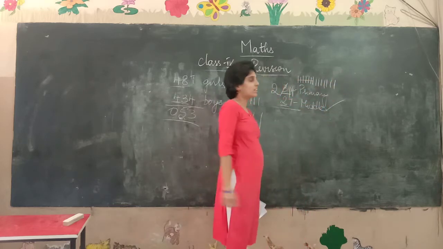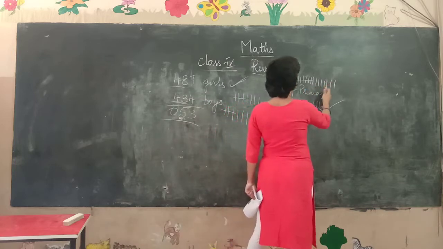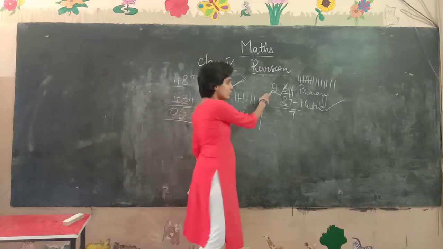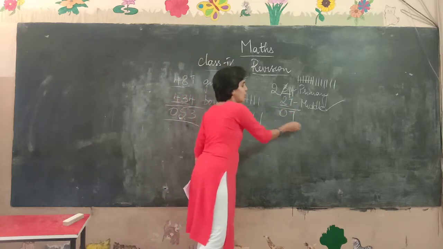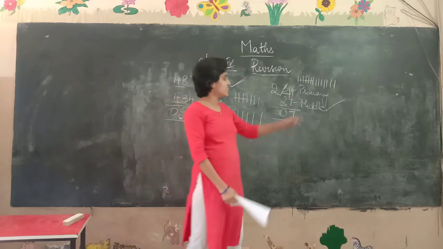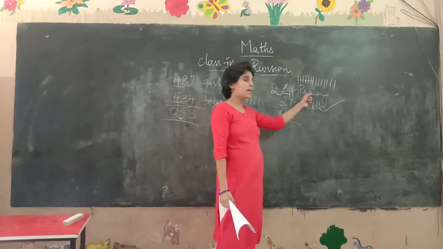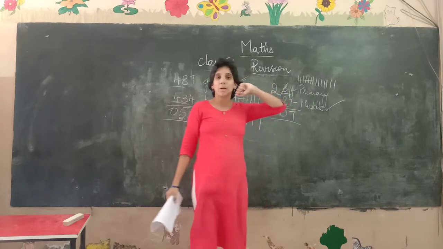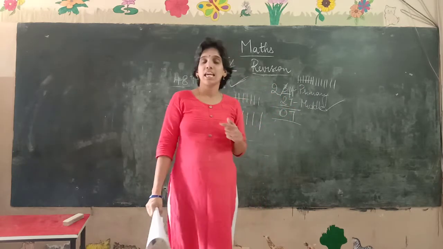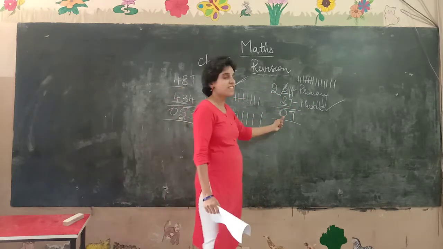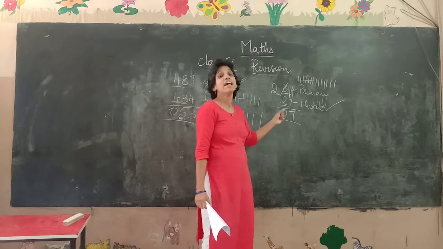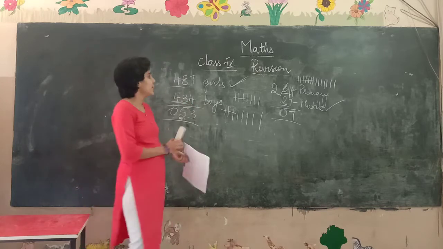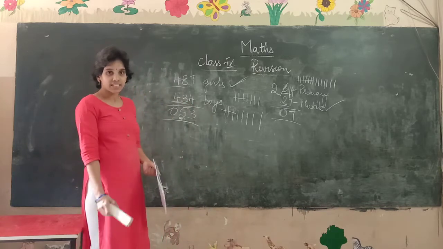Count the remaining lines: 1, 2, 3, 4, 5, 6, 7. So the answer is 7. And 2 minus 2 is 0. So middle school teachers are less in number when compared to the primary teachers. And they are less by how many? 7. They are less by 7. Is it clear, children? Okay, children, again we go to the next problem.